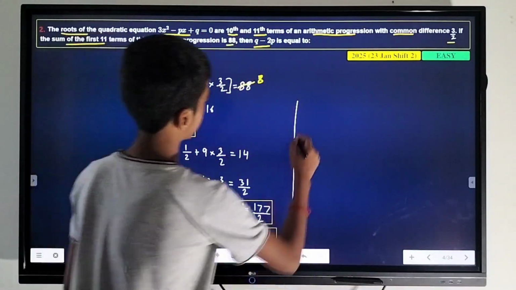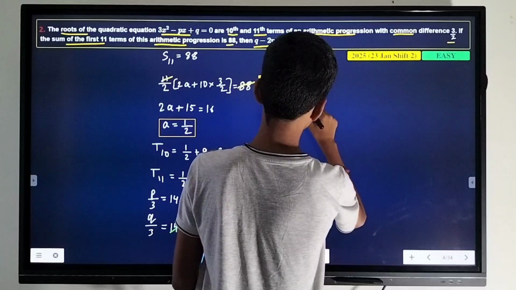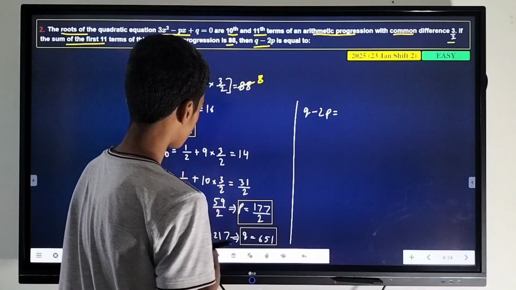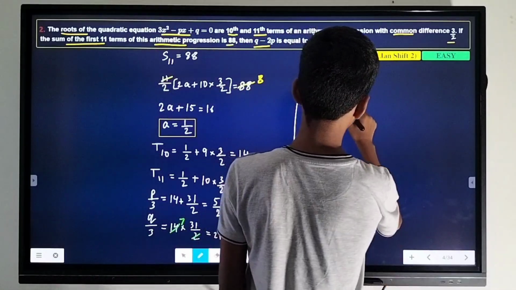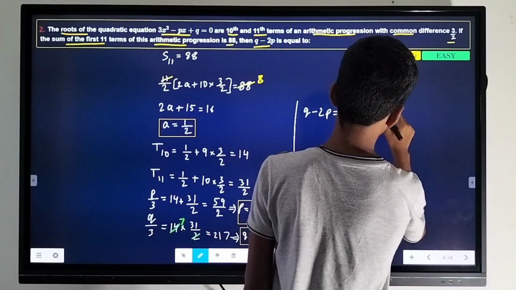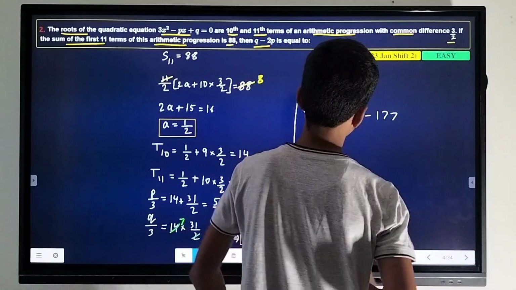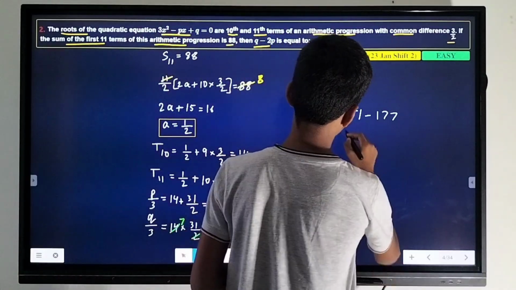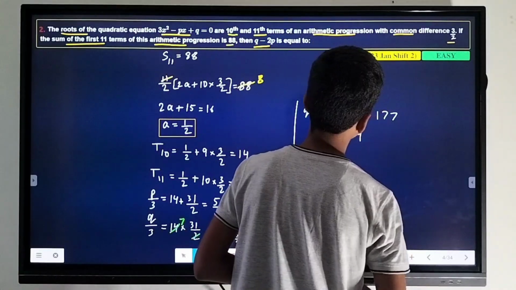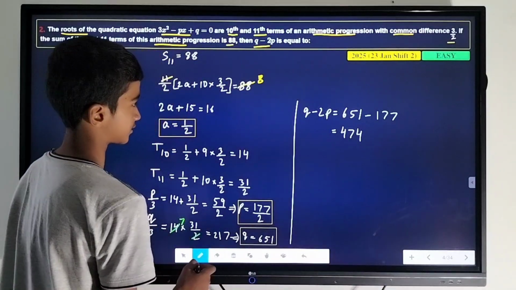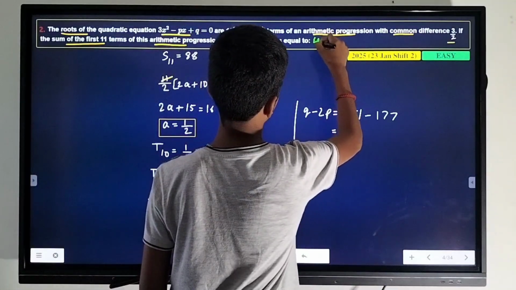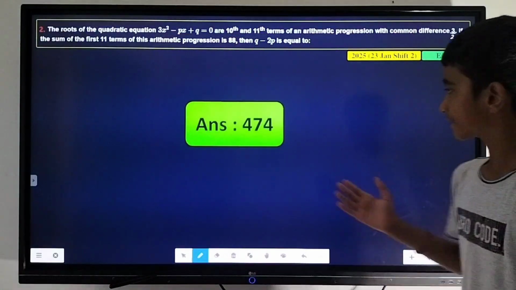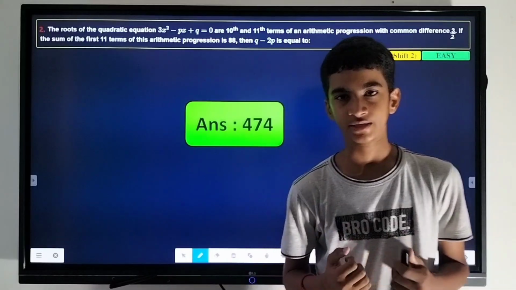Now then we have to find the value of Q minus 2P. Q minus 2P is equal to 651 minus 177, which is equal to 500 minus 6, 474. From here our answer is equal to 474. And here is our solution. We can see that our answer is correct.